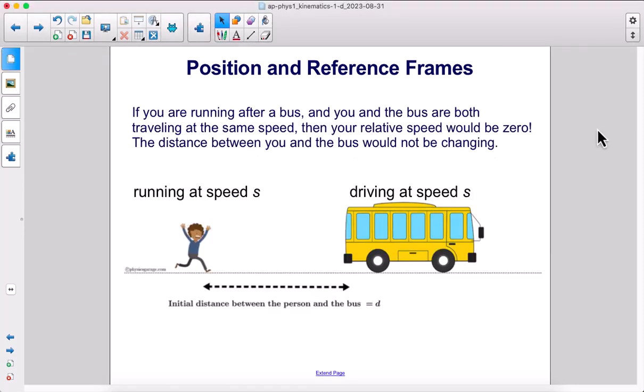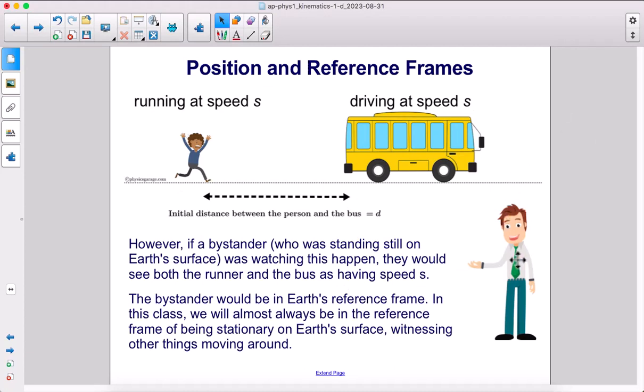If you're running after a bus and you and the bus are both traveling at the same speed, then your relative speed would be 0. The distance between you and the bus would not be changing. However, if a bystander who was standing still on Earth's surface was watching this happen, they would see both the runner and the bus as having speed s. The bystander would be in Earth's reference frame. In this class, we will almost always be in the reference frame of being stationary on Earth's surface, witnessing other things moving around.